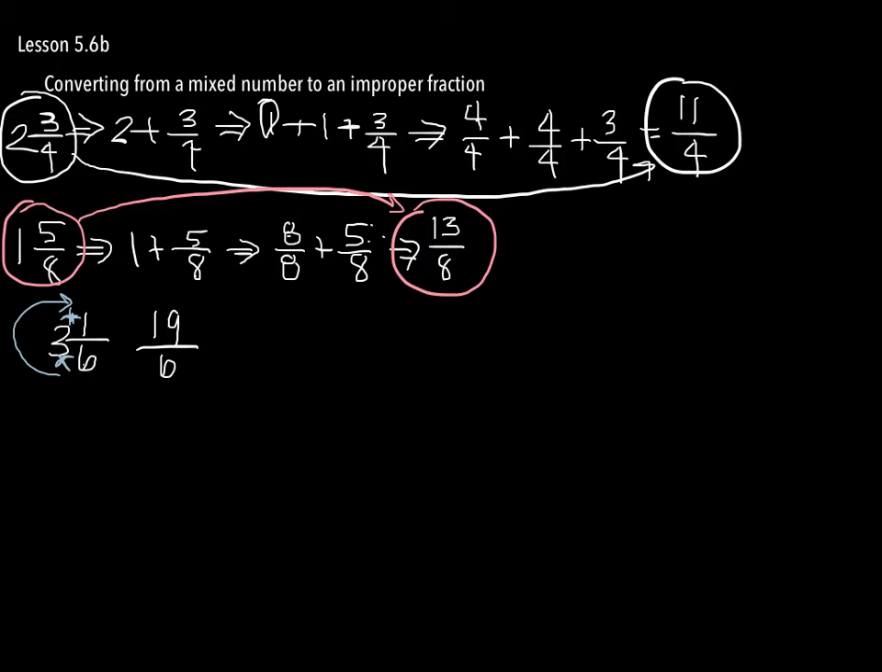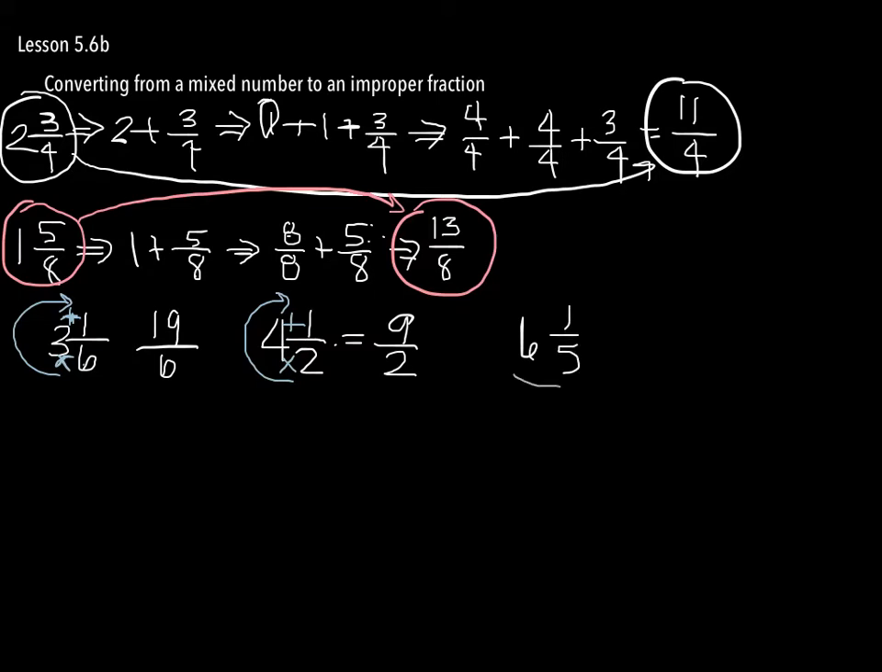19/6. Okay, if I have 4 and 1/2, again, I'm going to make my half circle, put my multiplication symbol and my addition symbol. And then I go around my circle. 4 times 2 is 8, plus 1 is 9, and so it's 9/2. One more time. 6 and 1/5.